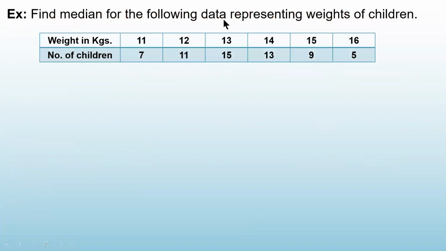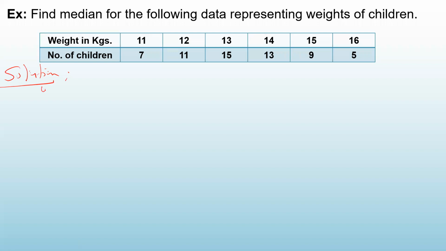Find median for the following data representing weights of children. I have taken here a problem. What is the problem here? The first row is giving me the weights in kilograms and the second row number of children. Let us find the median. Okay. So first of all, I'm going to write this table in a vertical form because that is what I'm comfortable with.